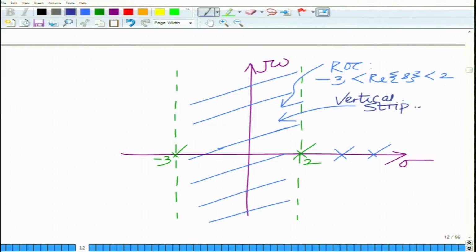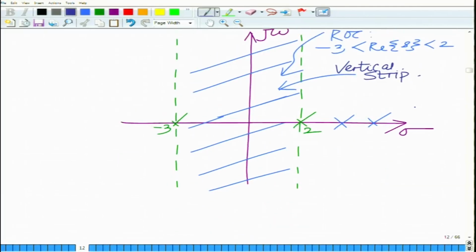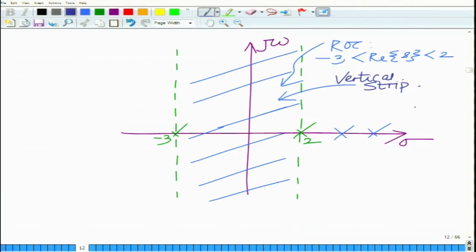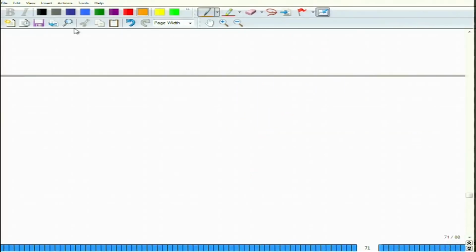So this is the ROC, that is, of the form sigma 1 less than real part of s less than sigma 2, and the ROC in this example is minus 3 less than real part of s less than 2. So, let us look at the partial fraction expansion.